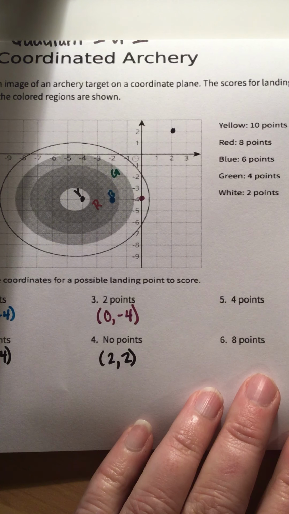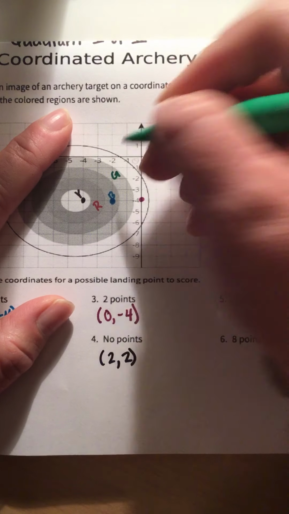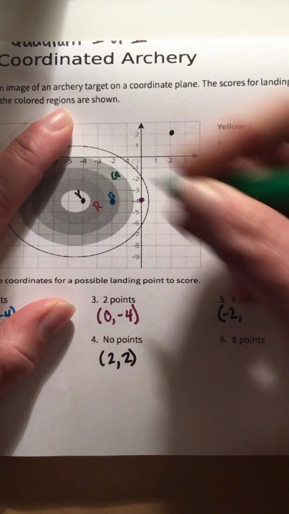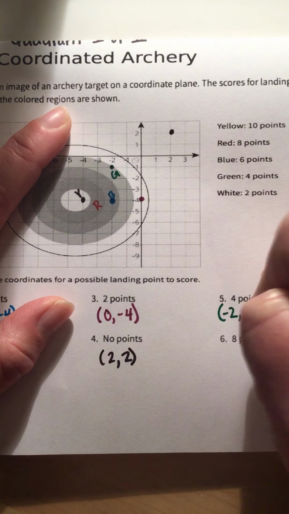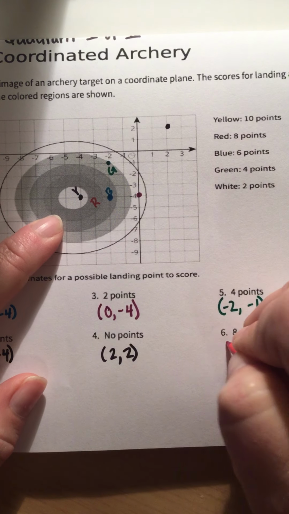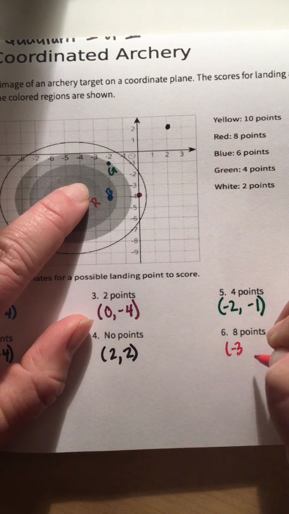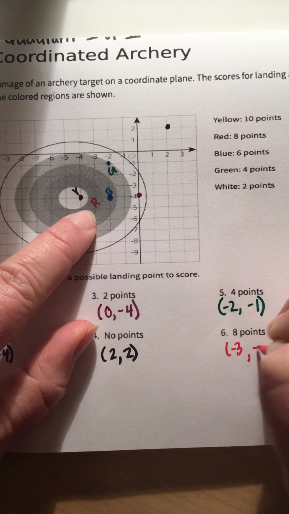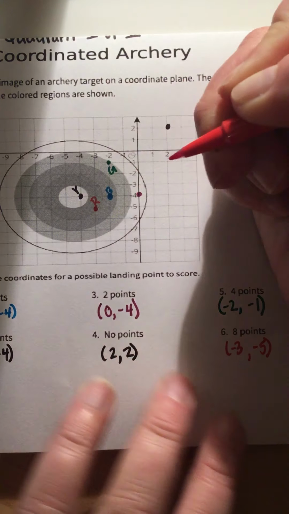All right, so number 5 is 4 points. We know that's green. So let's go over to -2. And we're just going to hit the corner. -1. Okay, and then the last one is 8 points. And 8 points is red. So we have to find the red one. So we're going to go over to the left 3. So it's going to be -3. And then let's do -5. Okay, so essentially -3, -5 is right there.